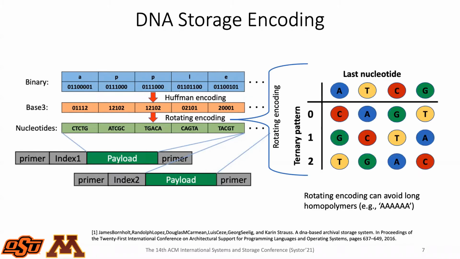Here are some details about the rotating encoding scheme. The rotating encoding scheme is based on the current ternary pattern and also the last nucleotide. For example, if we have the current ternary pattern 0 and the last nucleotide A, then the new nucleotide will be generated based on this table, which is C. The reason for using the rotating encoding scheme is that we can avoid long homopolymers like AAA in DNA storage. Such long homopolymers cause a really high error rate, which is not good for us.